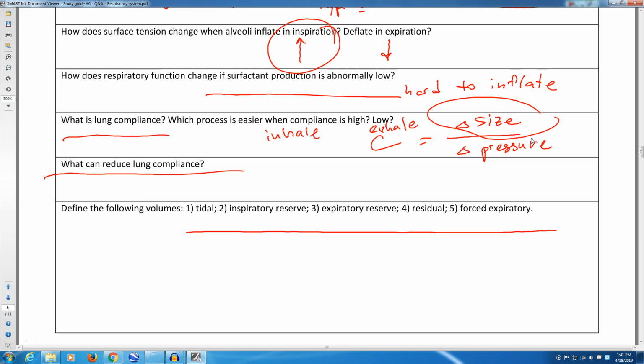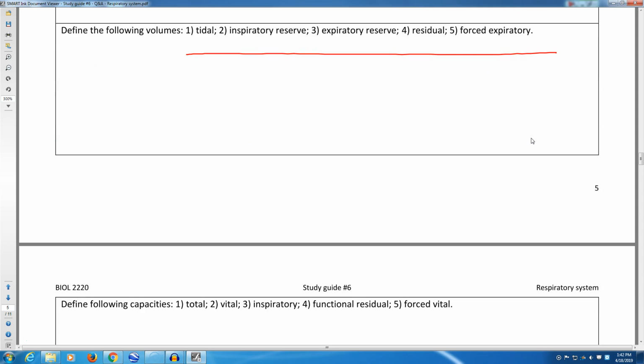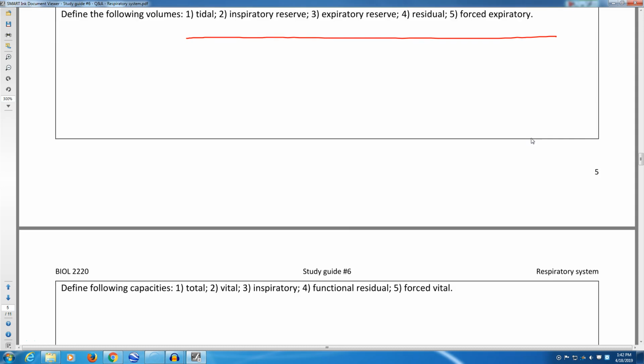Tidal, normal breathing. Inspiratory reserve, the amount of air that you can inhale on top of your normal tidal inspiration. Expiratory reserve, the amount of air that you can expire after the normal tidal expiration. Residual, the amount of air that is always left in the lungs. Forced expiratory, basically the amount of air that is exhaled during a certain period of time forcefully.